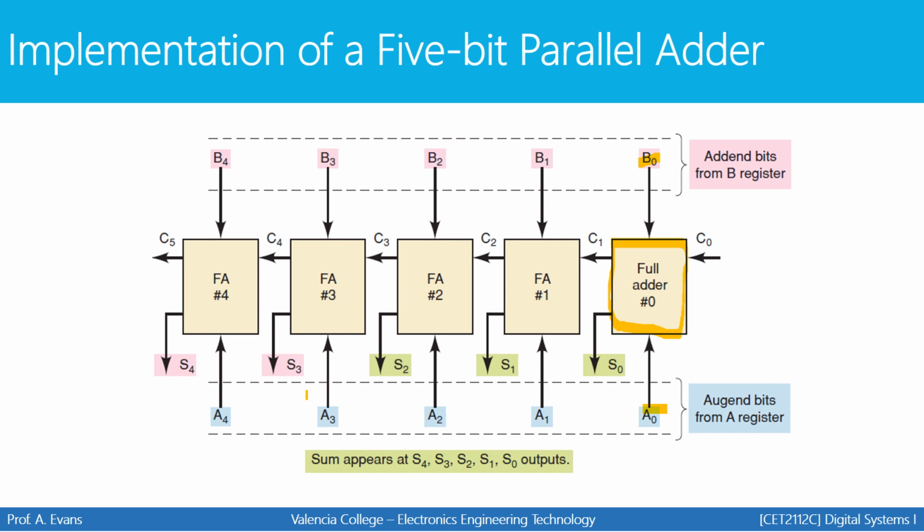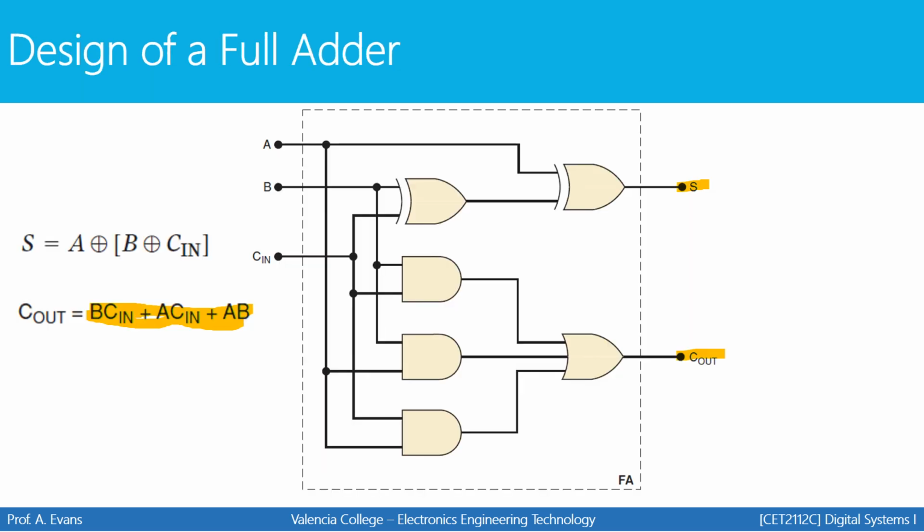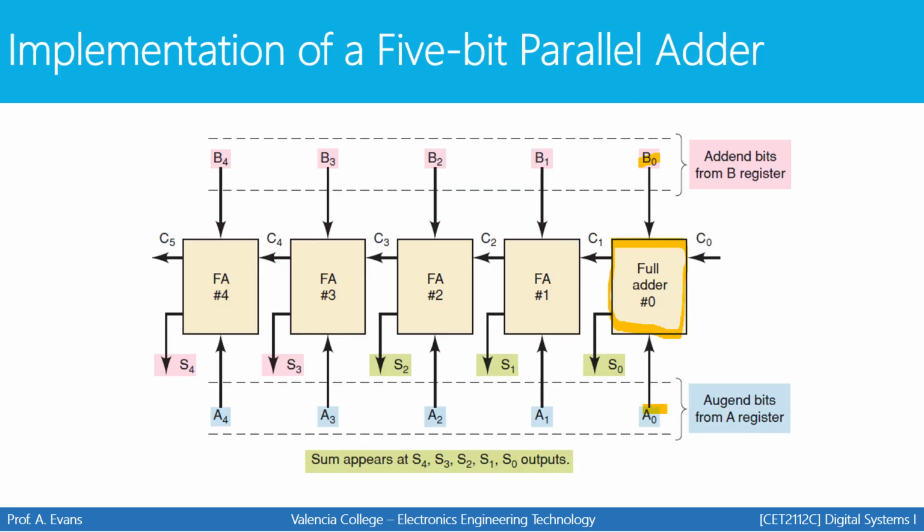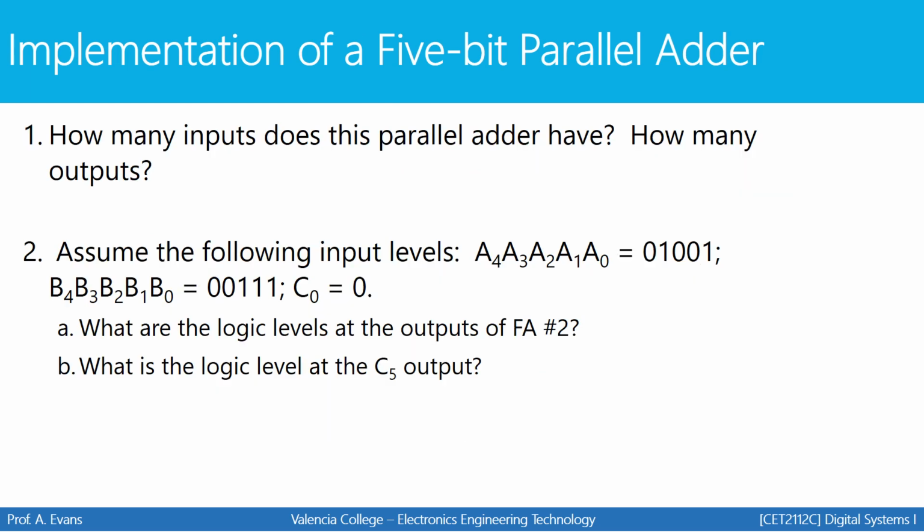So let's take a minute to sort of analyze how this would work, remembering that what's inside of each of these full adders is the circuit right here. So this circuit is now being replicated 5 times, where the output of 1, the carry from 1, becomes the input carry to the next. And we're going to analyze how this works.